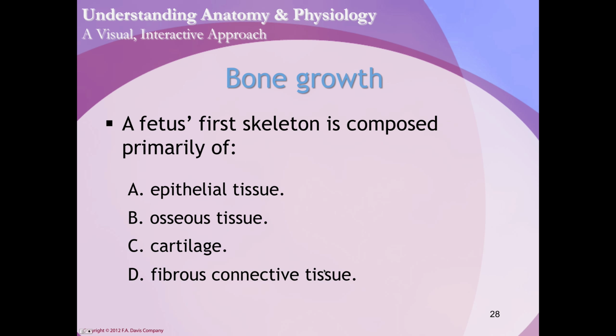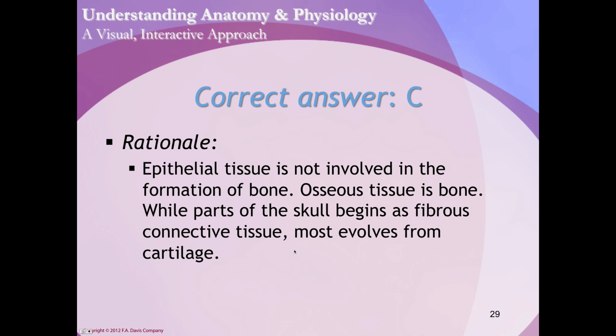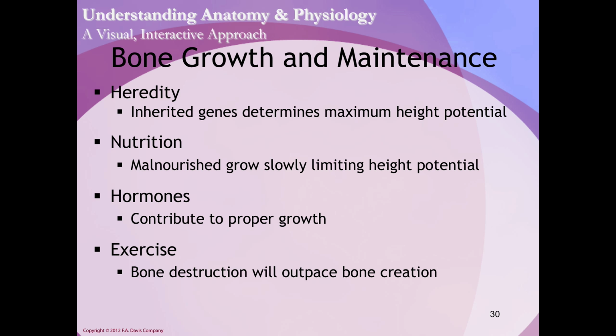Bone growth. A fetus's first skeleton is composed primarily of, what do you think? Cartilage. Epithelial tissue is not involved in the formation of bone. Osseous tissue is obviously bone. So while parts of the skull begin as fibrous connective tissue, most of it evolves from cartilage.